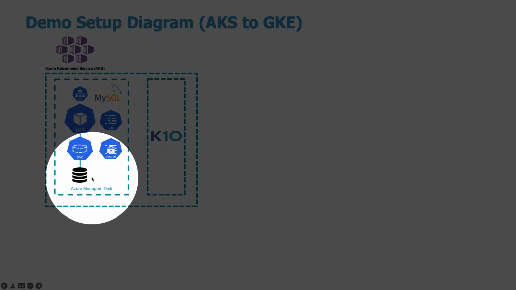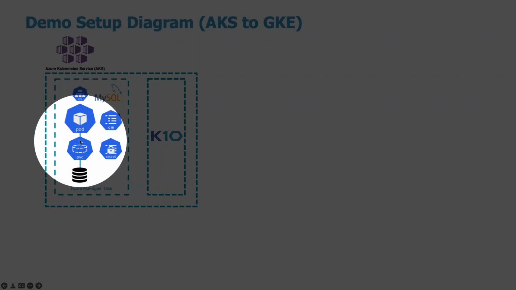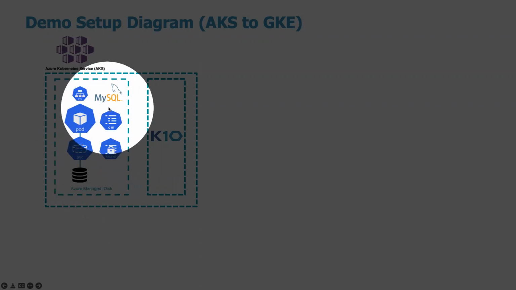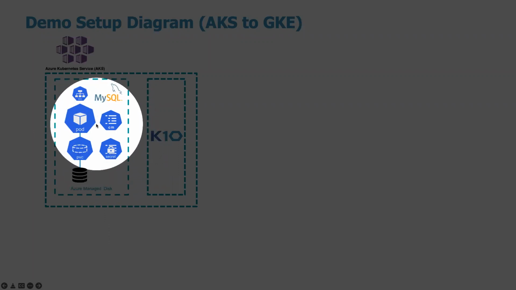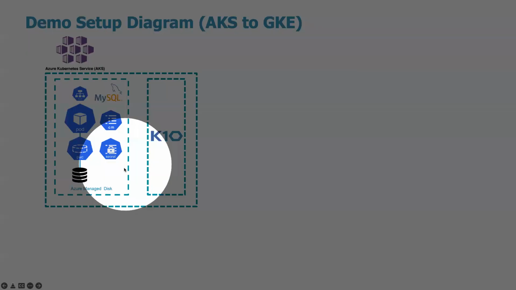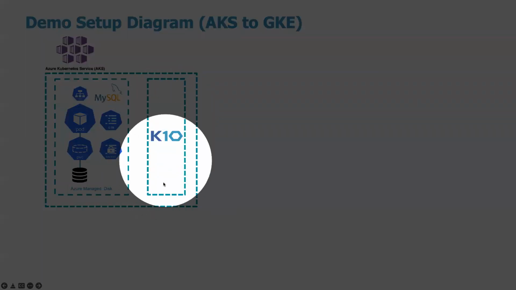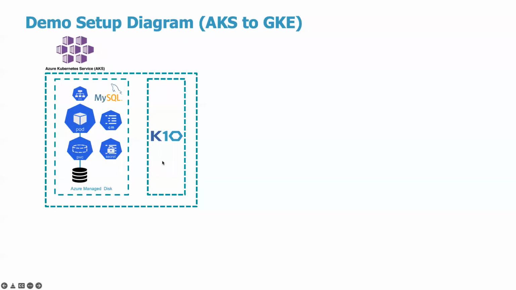It's called AKS. I have all of my Kubernetes configurations here. I use Azure Managed Disks. I have my PVC, pod, service, and MySQL running here, along with a config map, secrets, etc. Custom K10 is also deployed as containers running in a separate namespace in your Kubernetes cluster. In this case, I have one custom K10 namespace and one namespace for MySQL.